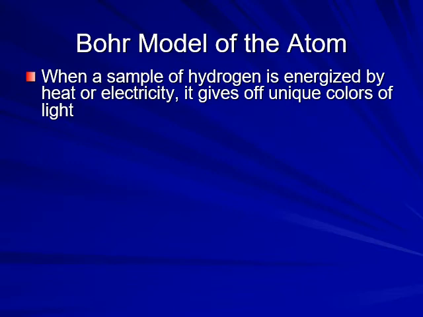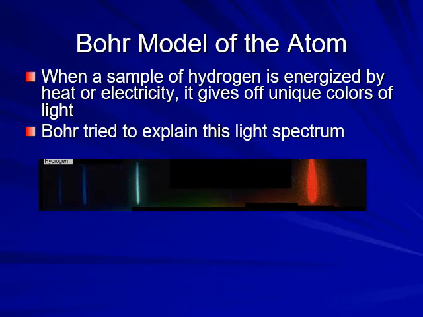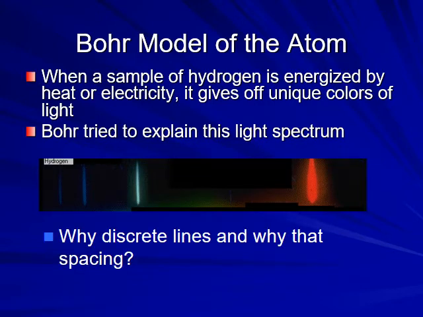So when a sample of hydrogen is energized by heat or electricity, it gives off a unique series of light, a series of unique colors. And Bohr tried to explain this spectrum. There's a sample of what it looks like. We see red, teal, blue, and a faint violet. So why these lines and why the spacing? Notice that the spacing is not even as well.